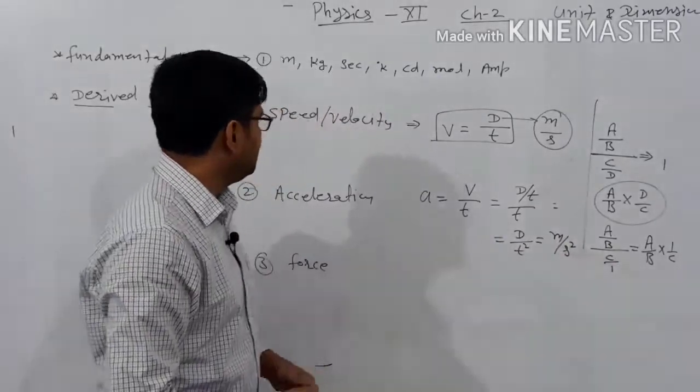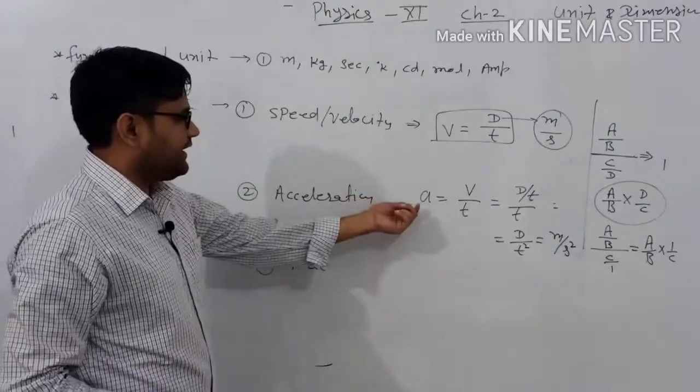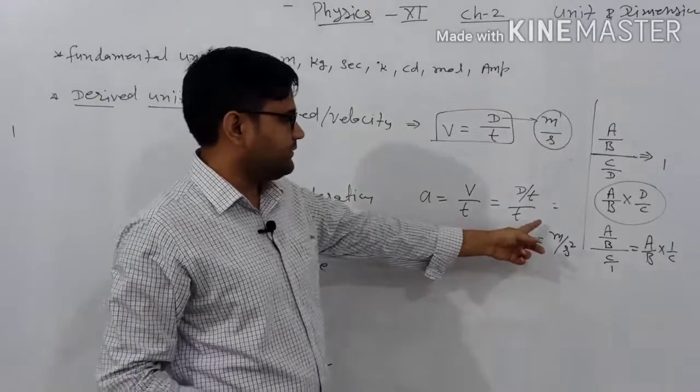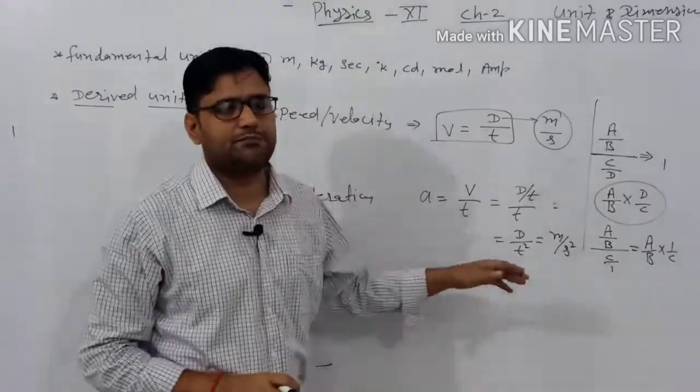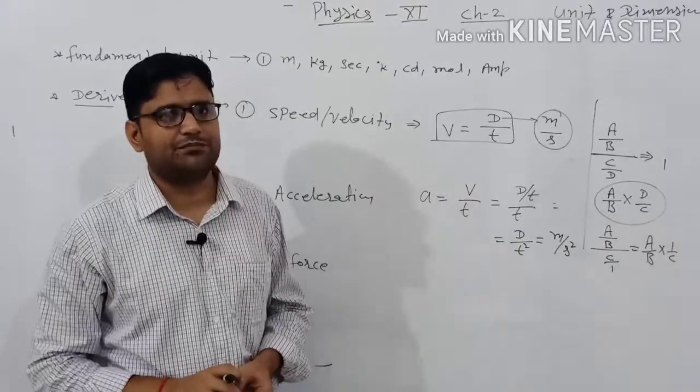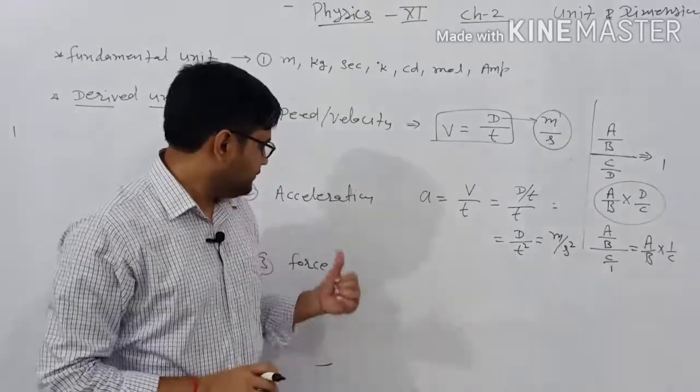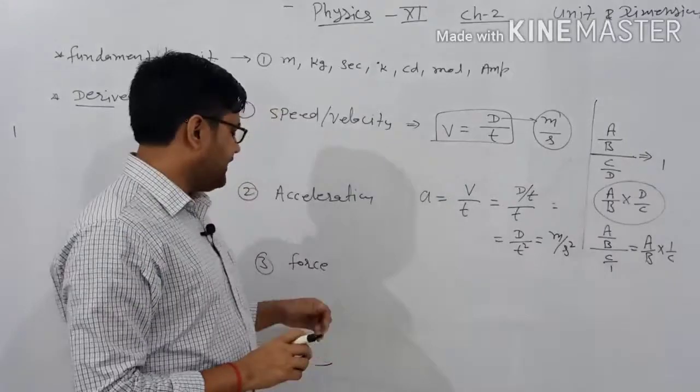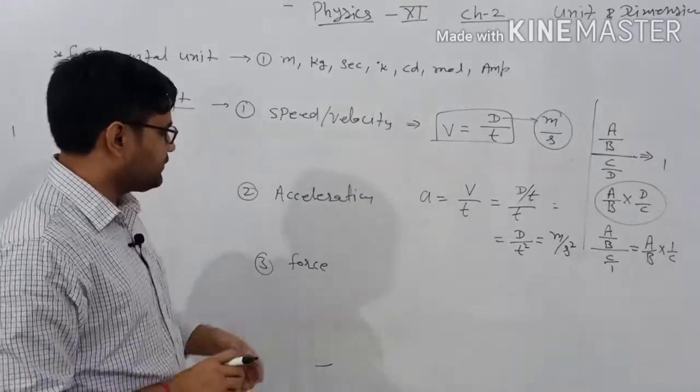It means the derived unit for acceleration is in terms of meter per second square. Is it clear? That is the second type of formulation. For better understanding, we are considering the third example in terms of force.